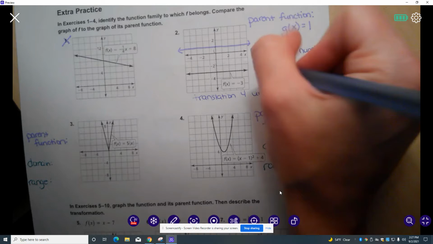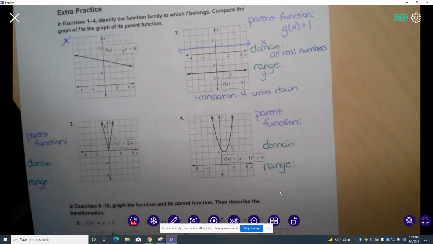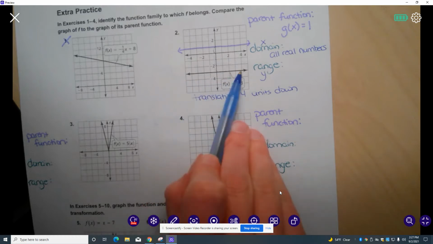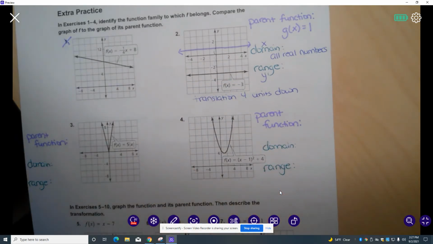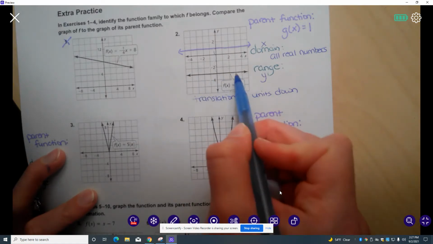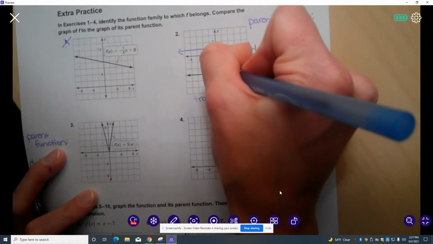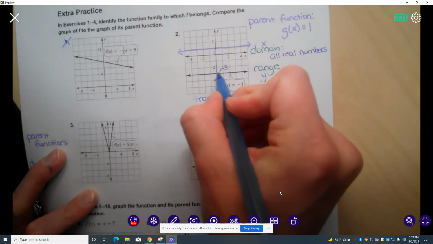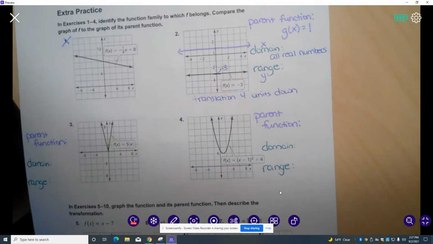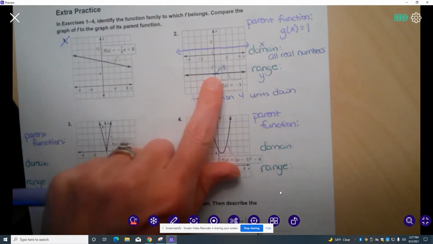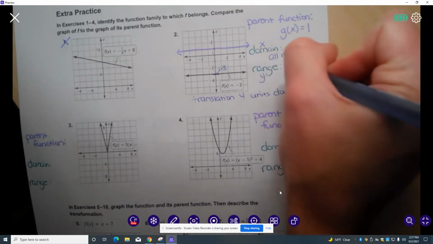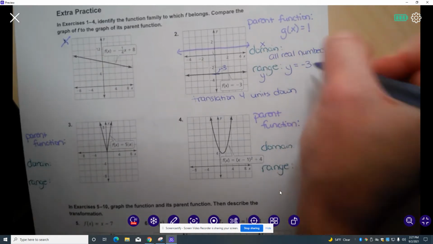Range, remember, are the possible y values of the graph. I think up and down. Of all the points that are on our graph here, what are all the possible y values of those points? Well, all the points on this line all have a y value of -3, right? On this y-axis, this is a value of -3. So the range, the only possible y value of points on our graph is -3. So our range is y is equal to -3.